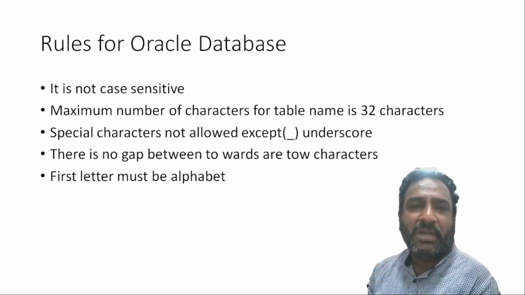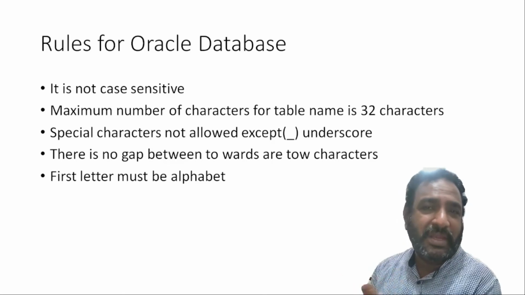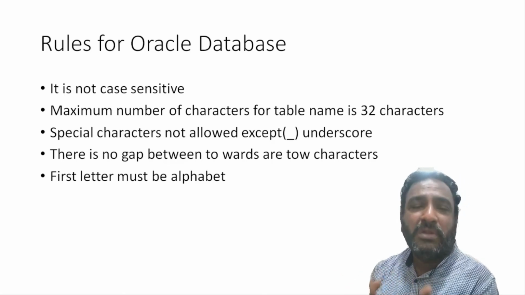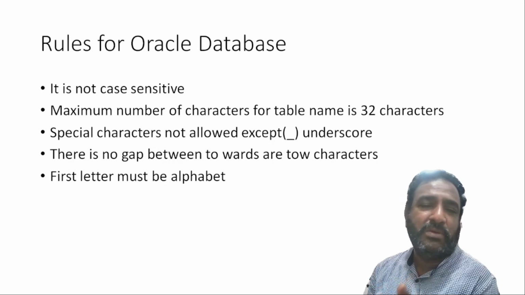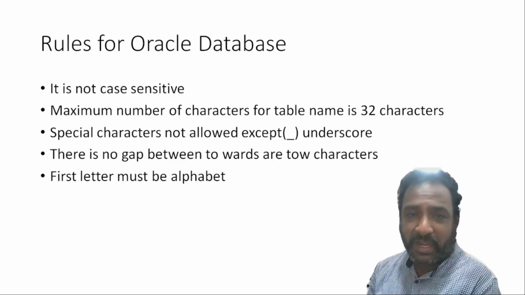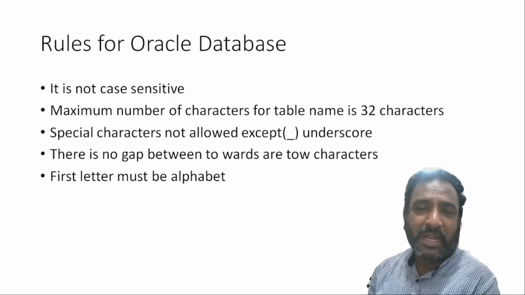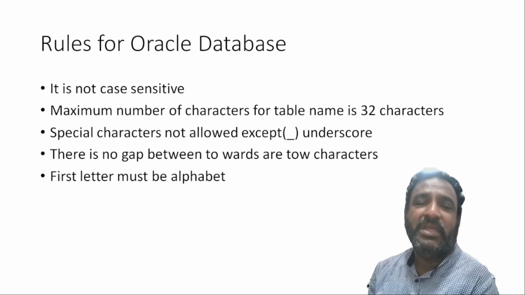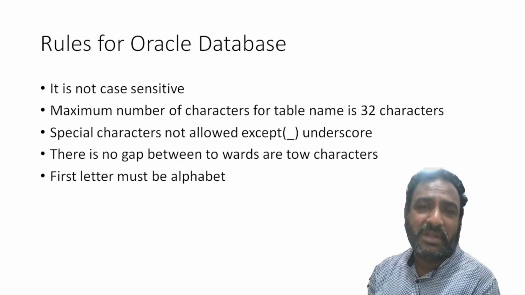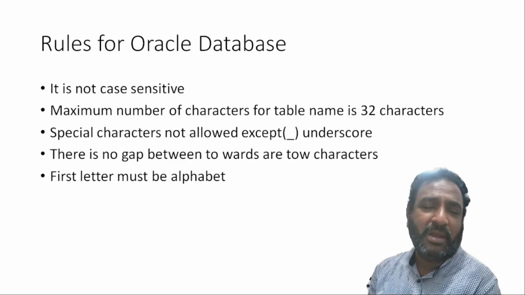You can use the commands in uppercase or in lowercase. Coming to the tables and then attributes, what are the rules? The maximum number of characters for a table name or attribute name is 32 characters. Special characters are not allowed except underscore. That means the @ symbol and dots are not available.